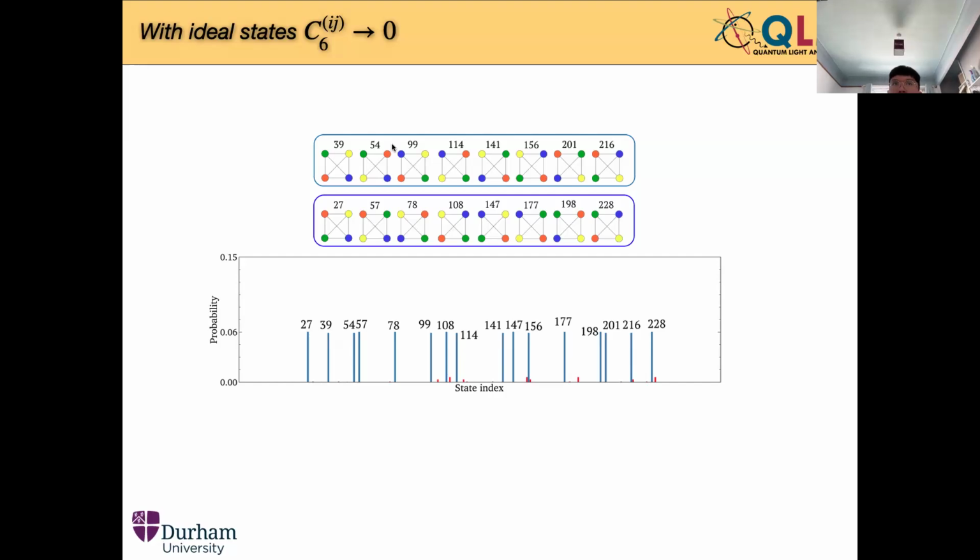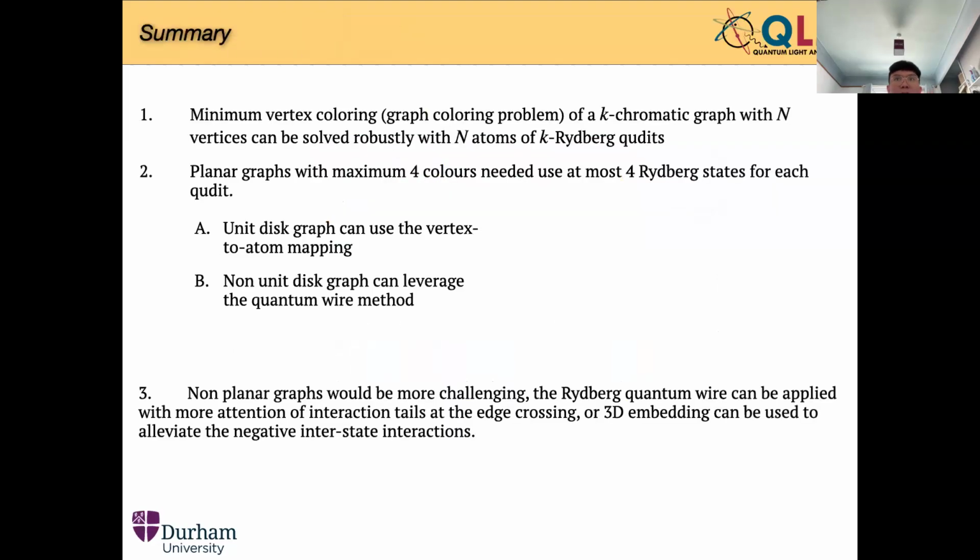But in real life, in experiment, it's still very hard to find the ideal two Rydberg states with no interstate coupling. But if any of you know a solution, for example a system with interstate coupling very small compared to the intrastate coupling, just email me and we can develop more platforms to solve the graph coloring problem with this neutral atom platform.